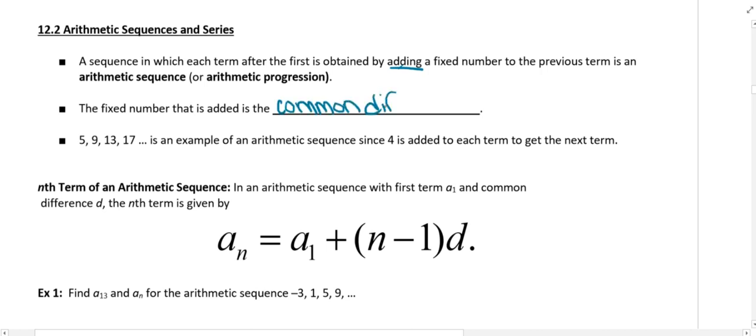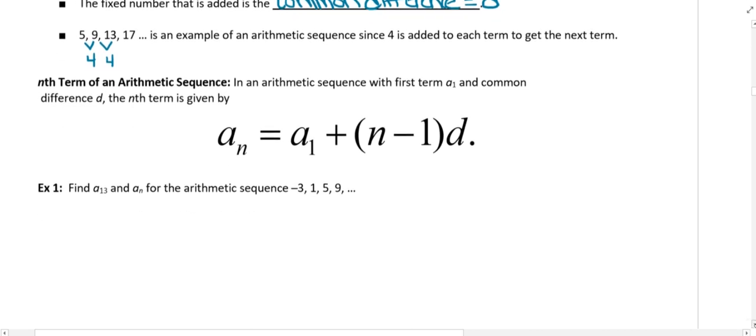And then this is going to be indicated by the letter lowercase d. An example of an arithmetic sequence: 5, 9, 13, and 17. We notice that we are adding 4 every time we're doing this to get to our next term. So that is an example of an arithmetic sequence because you are adding or subtracting, not multiplying or dividing, to get to your next term.